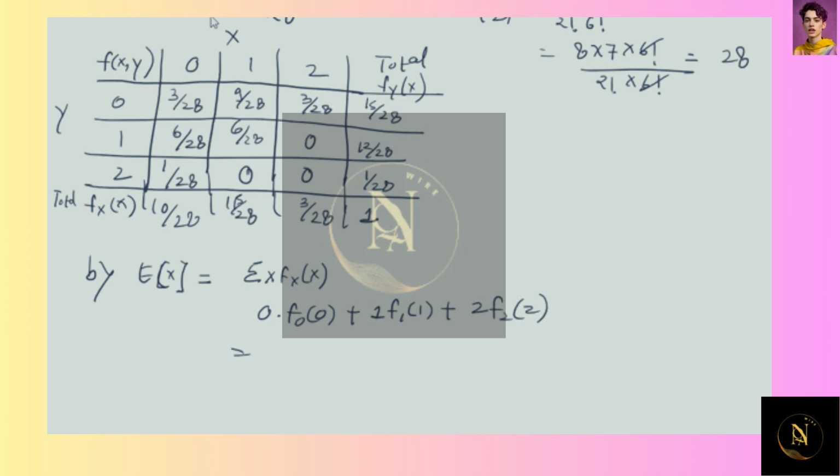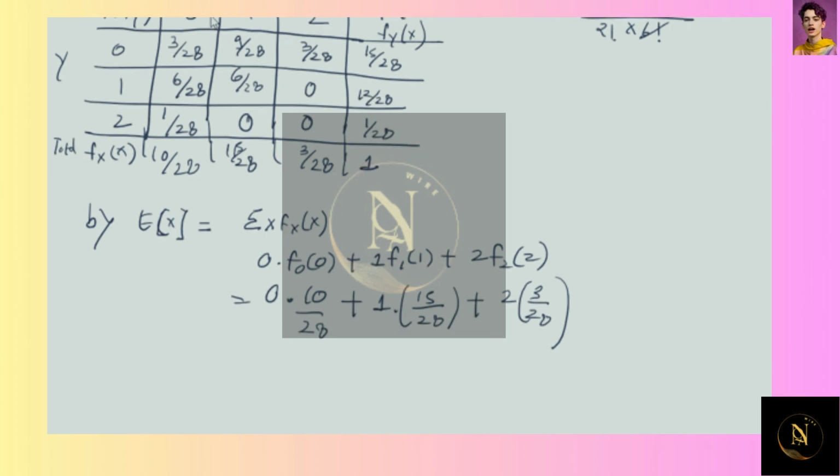When x is equal to 0, our f0 was equal to 10 by 28. So let us put 10 by 28 here. Then 1 multiplied by f1, when x is equal to 1, that was equal to 15 by 28. And when our x is equal to 2, our f2 was 3 by 28. When we calculate all this, our final answer would be equal to 3 by 4. So this is equal to our EX.